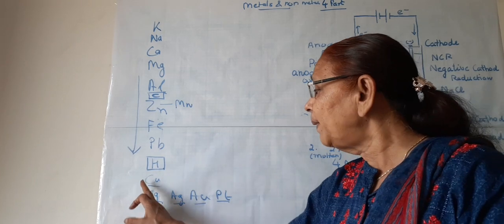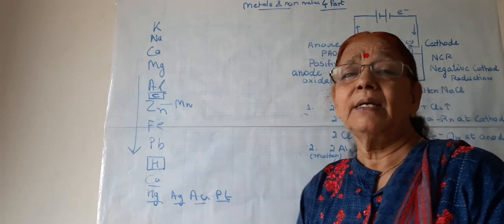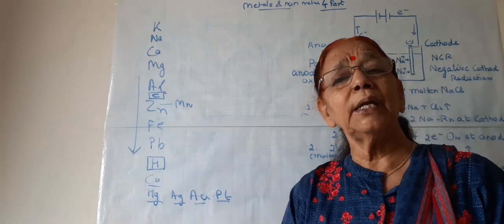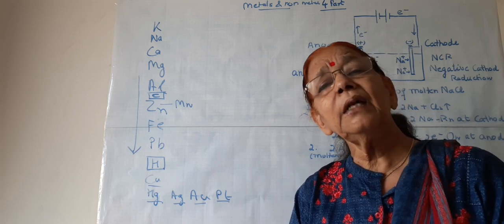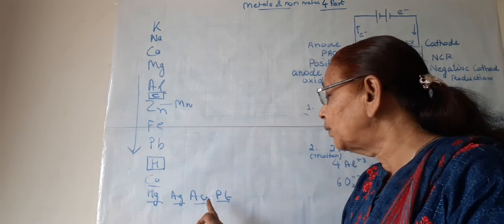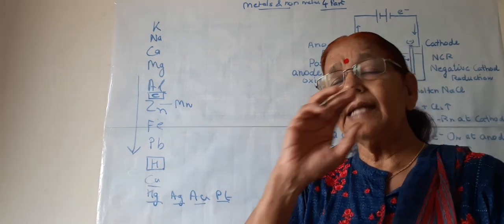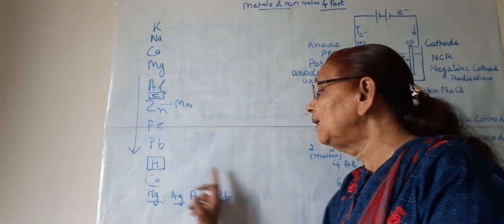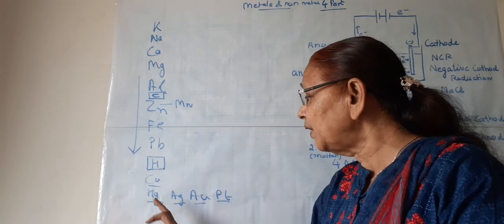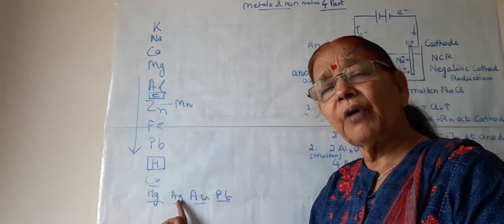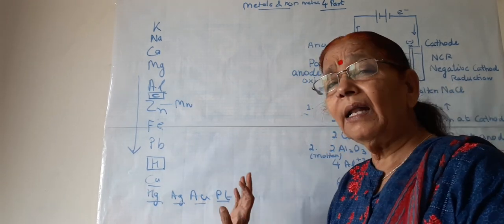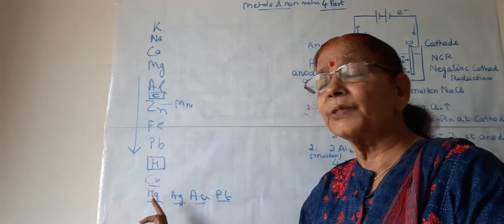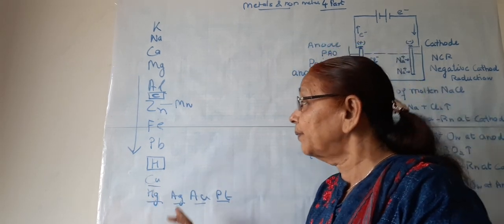But copper, mercury and silver, sometimes they are found in the form of their compounds also. But gold and platinum never form compounds with anything. So these are the least reactive, and in nature copper, mercury and silver can be found in compounds, but these are found free also, and in compounds also.